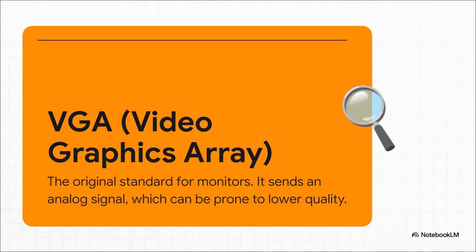Okay, so the main thing to get about VGA is that it's analog. Think of it like this. It's sending a photocopy of a picture down the wire. It's a decent representation, sure, but it can get fuzzy and lose detail. The newer ports? They send the digital instructions to create a perfect replica, every single time.